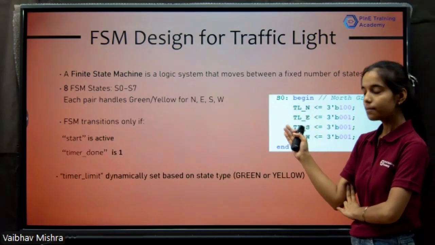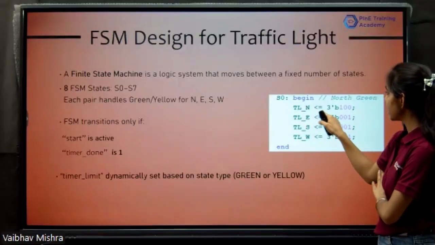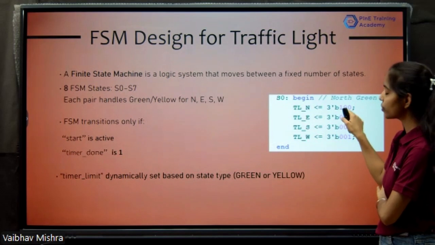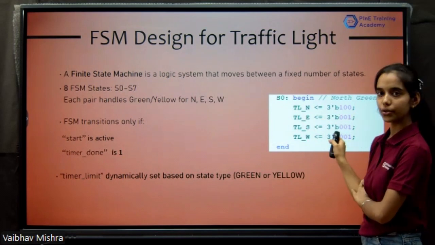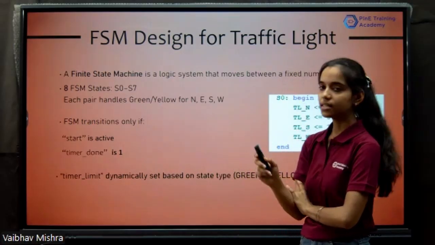S0 is our initial state, which will show the north light as green. Here you can see TLN is for the north side of the road. It is hard coded to show green, and the others are hard coded to show red. As you can see, a finite state machine is a logic system.